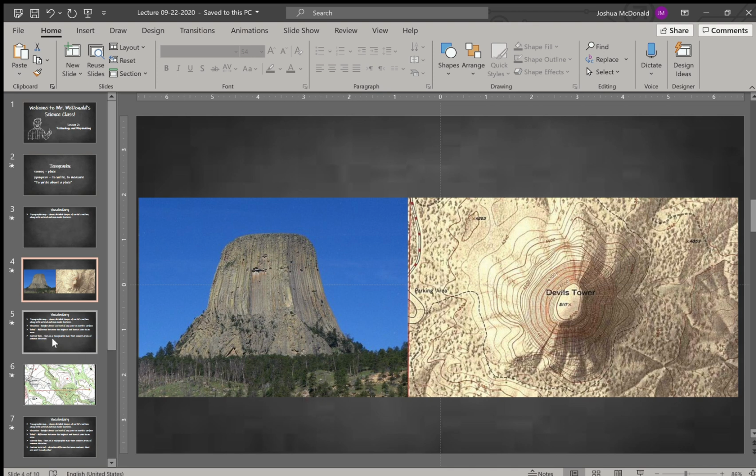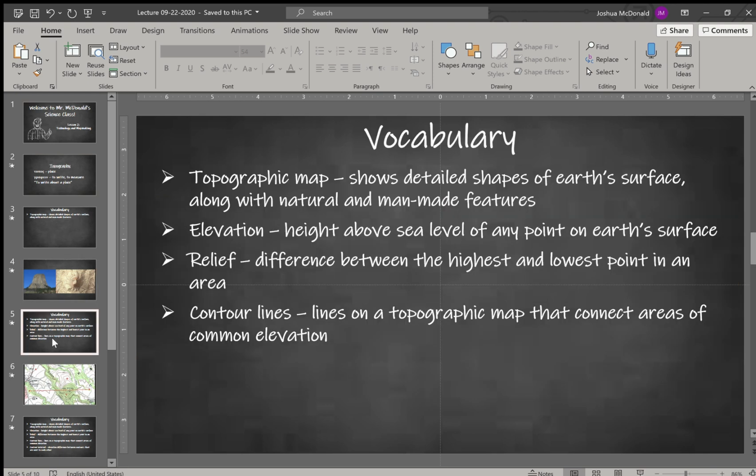Then you have what's called elevation. Elevation is the height above sea level of any point on Earth's surface. For example, Mount Rainier in Washington is 4,392 meters above sea level. Now, the city of Olympia, Washington, is about 43 meters above sea level. So that's elevation.